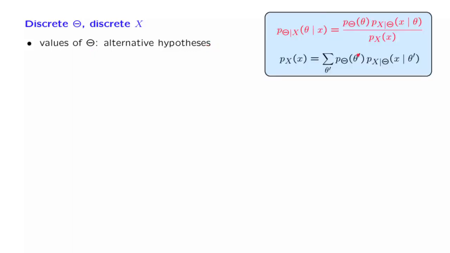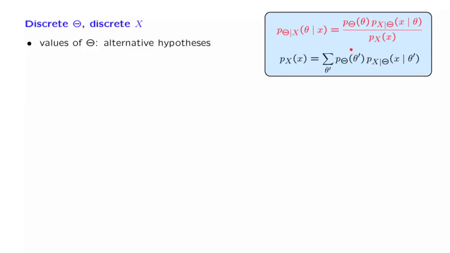Let us now discuss in some more detail what it takes to carry out Bayesian inference when both random variables are discrete. The unknown parameter theta is a random variable that takes values in a discrete set, and we can think of these values as alternative hypotheses. In this case, we know how to do inference. We have in our hands the Bayes rule, and we have seen plenty of examples.